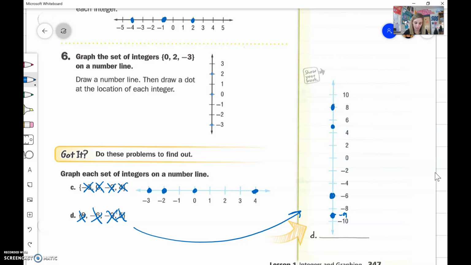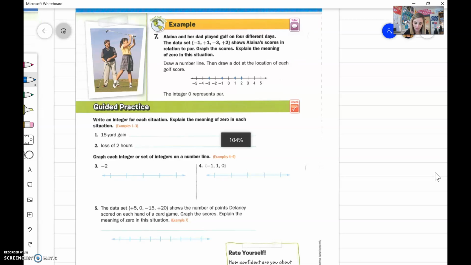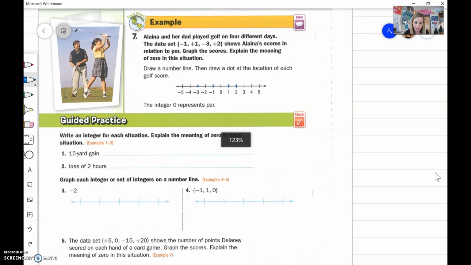Okay, let's take a look at the next page. It says, Elena and her dad, take a look at number 7. Elena and her dad played golf on 4 different days. The data set -1, +1, -3, +2 shows Elena's scores in relation to par. Graph the scores, then explain the meaning of 0 in the situation. So you're going to see that these are all graphed already right here.